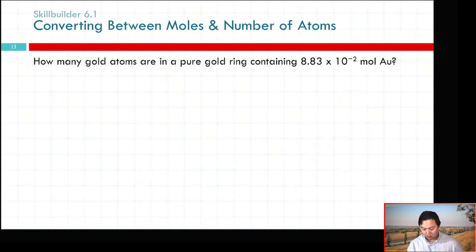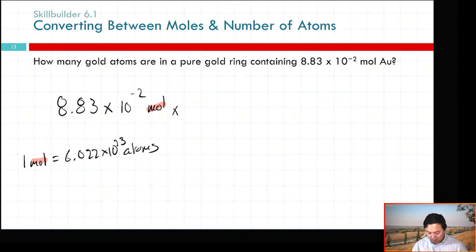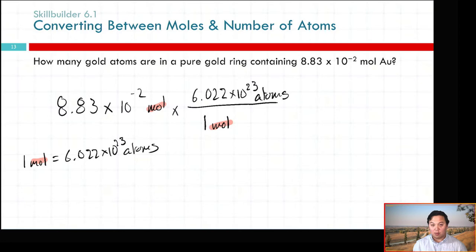So we'll do this again. So now instead of just doing this general conversion, let's talk about gold. So how many gold atoms are in a pure gold ring containing 8.83 times 10 to the negative 2 moles of gold? So 8.83 times 10 to the negative 2, and now we have moles, right? And we know our conversion factor, one mole is equal to 6.022 times 10 to the 23 atoms. We have moles, so we're going to cancel those out, and we're going to put one mole over 6.022 times 10 to the 23 atoms. Right, so we're going to end up with units of atoms.